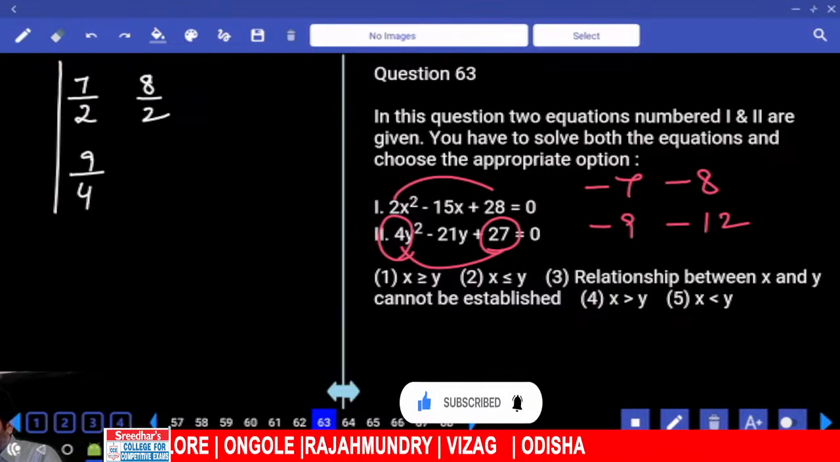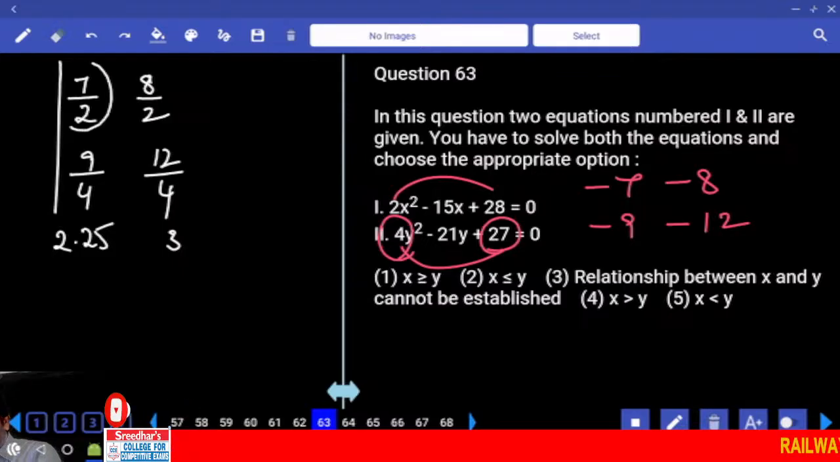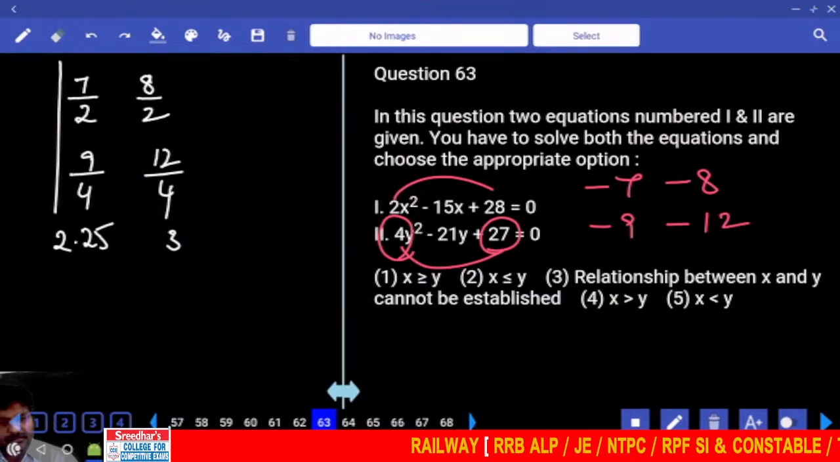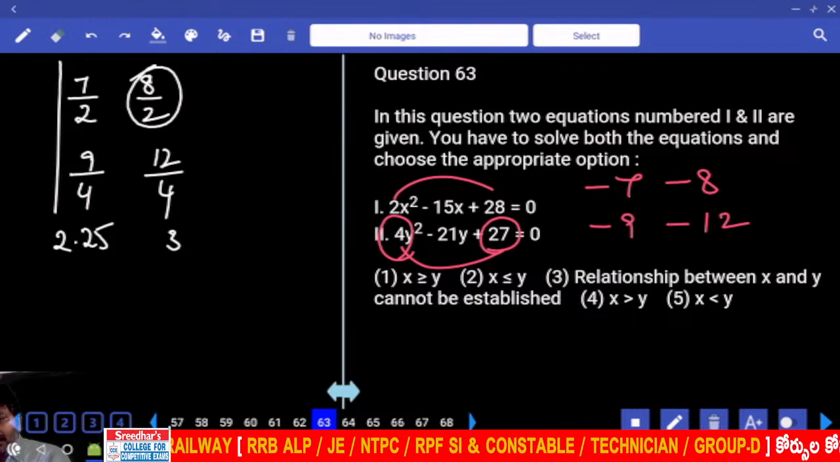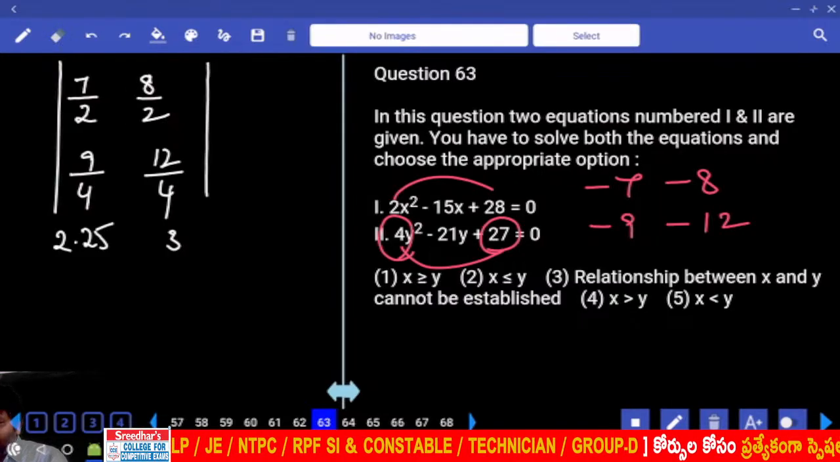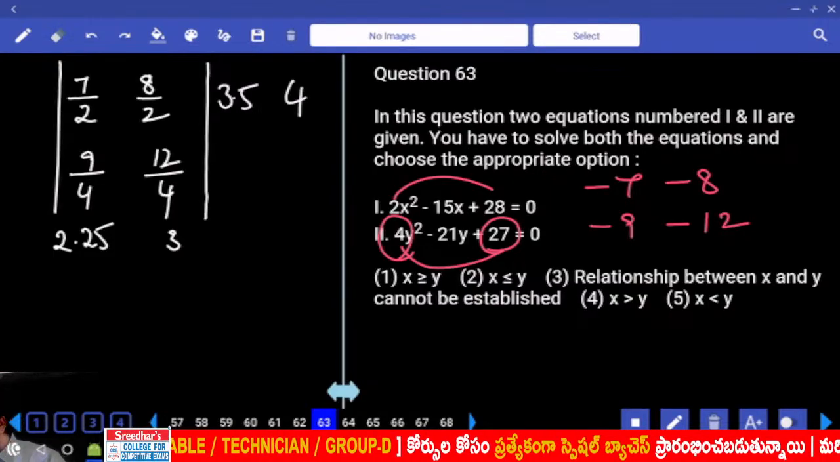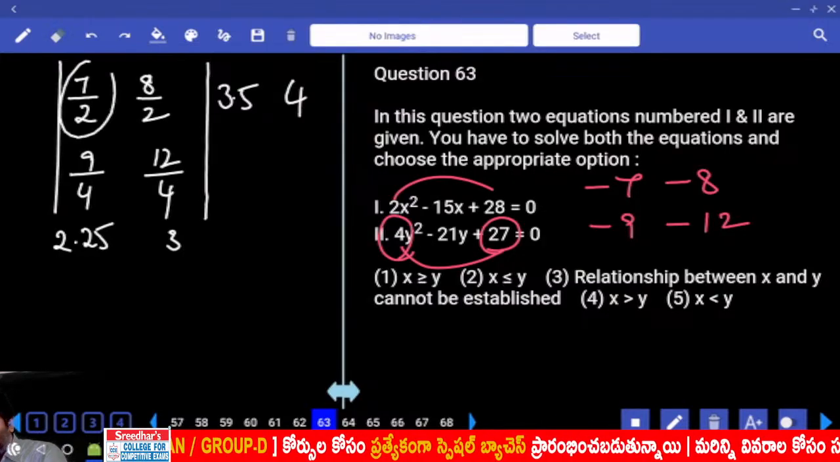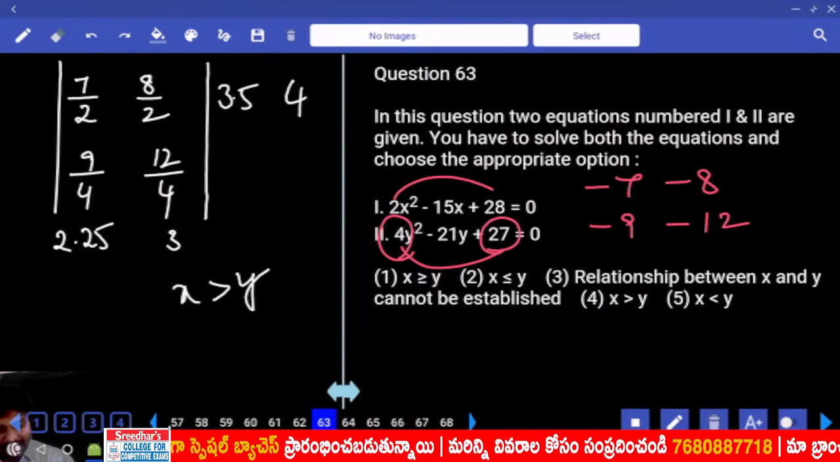9 by 4, 2.25. 12 by 4, 12 by 4, 3. How much is this fellow? Lies in between, right? In between condition. No relation. This 4. Okay. 3.5. I thought it is 2.5. Anyway, 3.5 and then 4. X is greater than y.